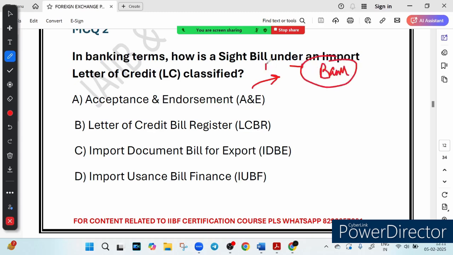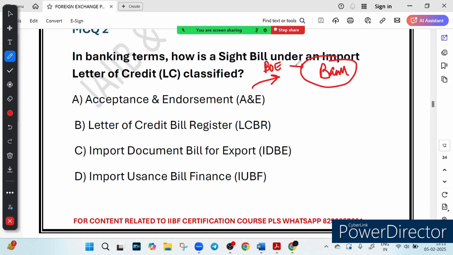It accepts something called a bill of exchange, and what it does is endorse it for further processing. This is typically used for documents that require approval for payment over time, not for immediate payment. For example, John, a business owner, needs to pay for goods he is importing. If his bank accepts the bill, this would fall under acceptance and endorsement, but not when it comes to a side bill. So this is not the correct classification for a side bill, because we are talking about side bill here.